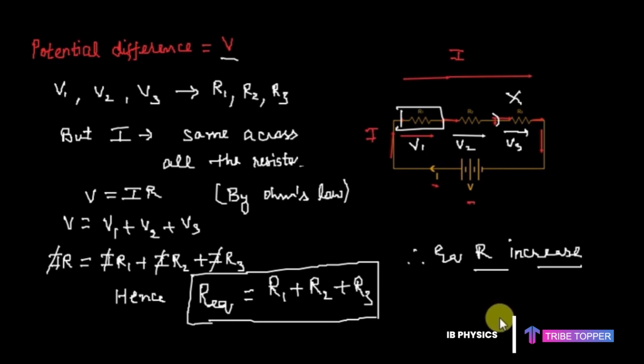So I hope it is clear how the combination of resistors in series works, where we have it in our life, where it works for us, and how the resistance gets impacted when you connect them in series.